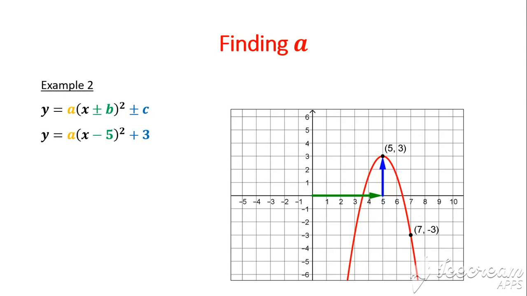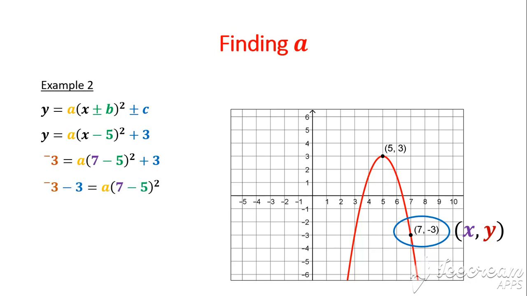What we don't know is the value of a. So what we're going to use is this extra point down here. We can't use the vertex 5, 3 because we've already used that, but we're going to use the extra point 7, -3 to determine the value of a. Once again, remember, the first value is x and the second value is y. So when I substitute into the formula, I'm going to put -3 in for y, and I'm going to put 7 in for x. So I have -3 is equal to a times bracket 7 minus 5 all squared plus 3.